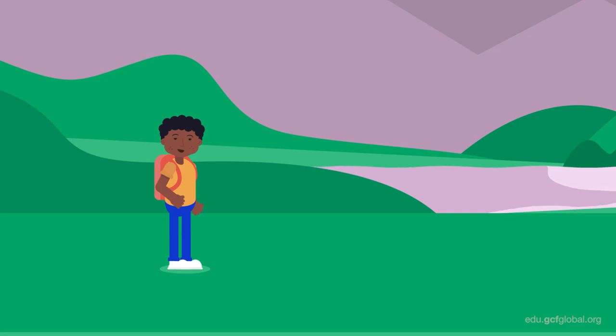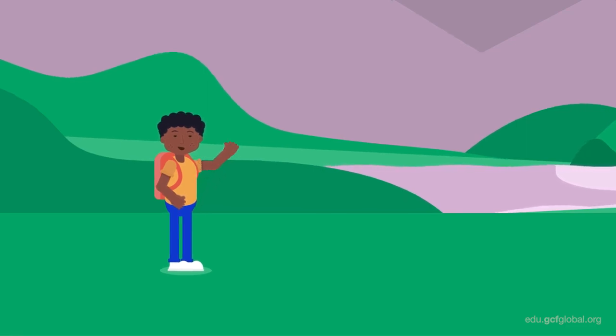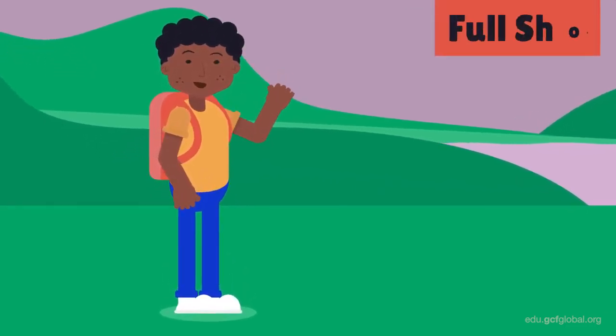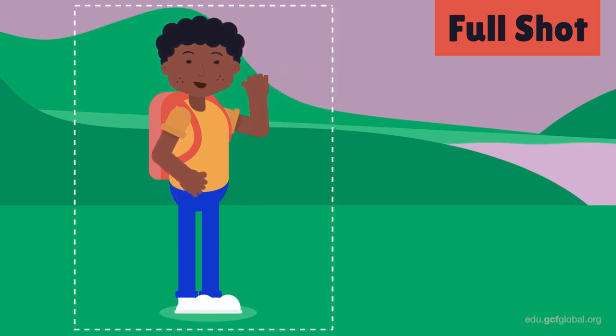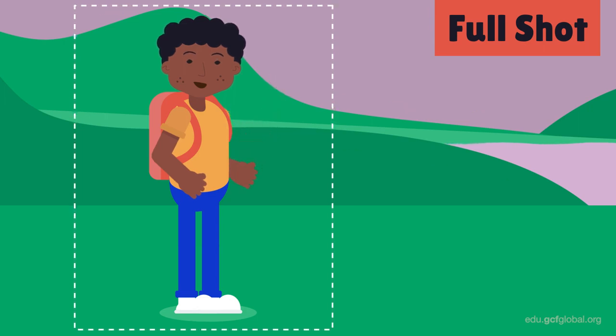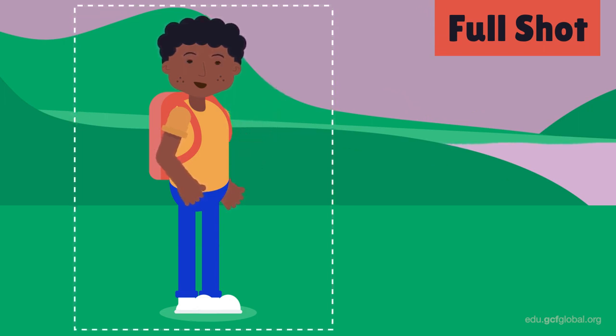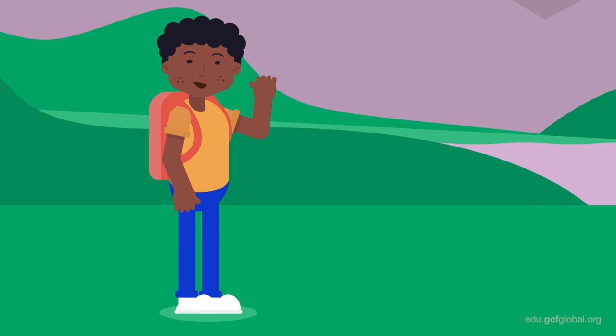Now, if you wanted to focus on the person even more, you could use what's called a full shot. With this type of shot, you can see that the person is now more of the main focus of the image. This shot also frames the subject fully, which is where it gets its name from.